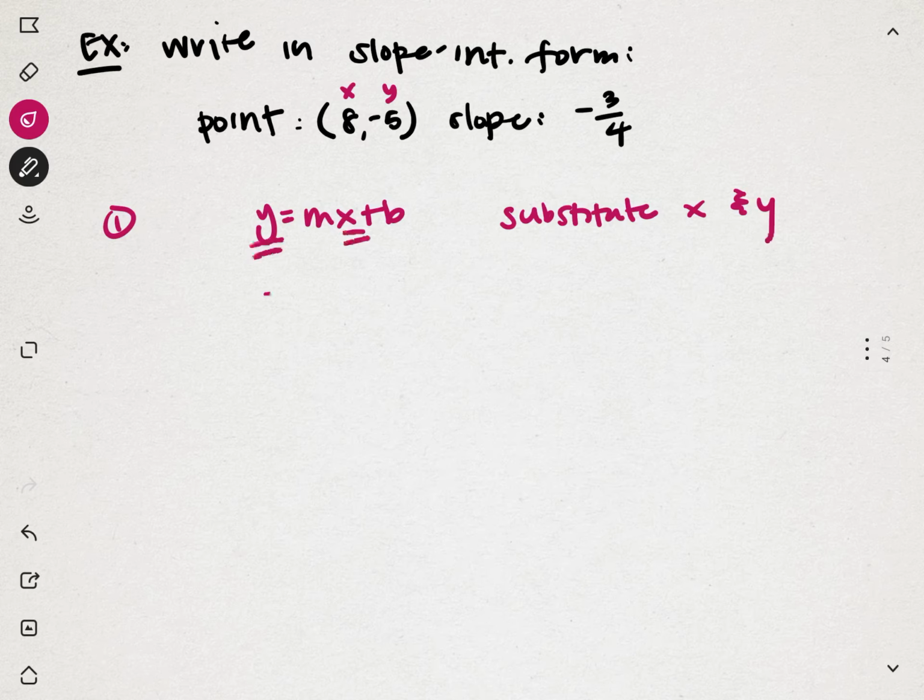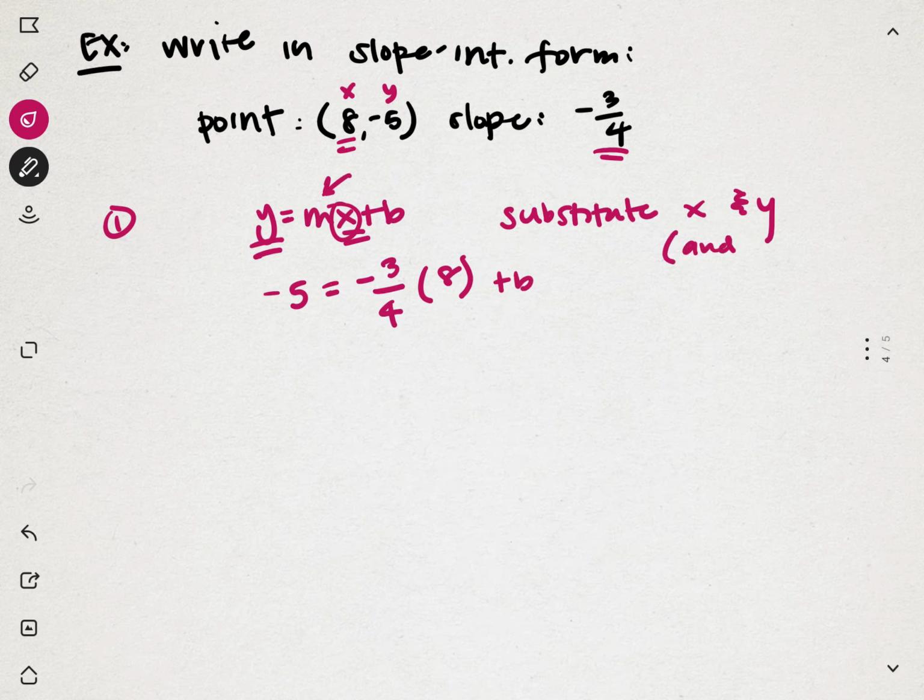So our y is -5 equals, well, we can also plug in our slope since we're given our slope. Let's do that. So our slope is -3/4. Then we're going to plug in our x. Our x from our point is 8. And then plus b. So we should probably say and m for our slope.